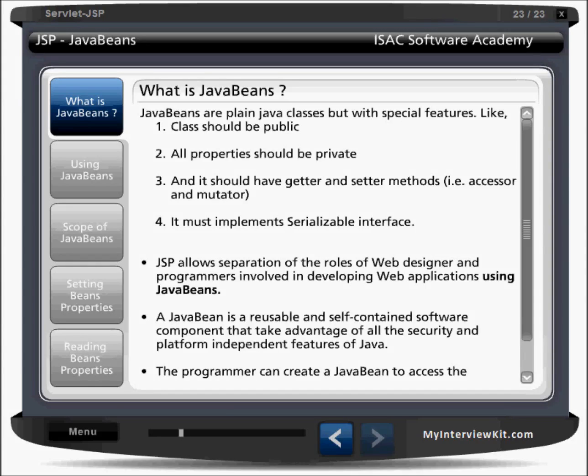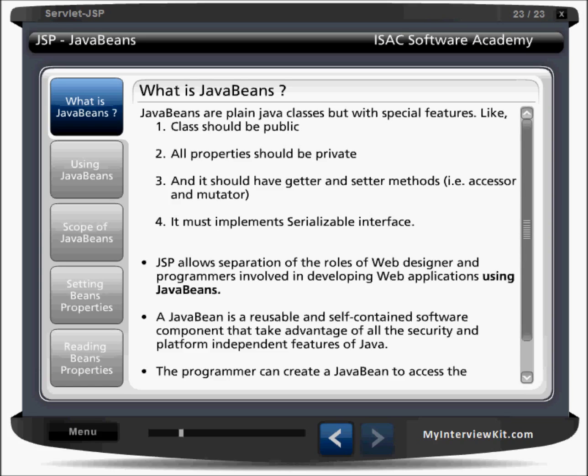Hi guys. So in the last session we understood what implicit objects we have. This time we have to understand what JavaBeans are, how we can use JavaBeans in a JSP page, how we can set a property, and how we can get a property of JavaBeans in a JSP page. Okay. So JavaBeans are plain Java classes.